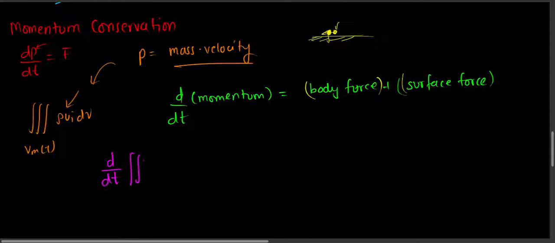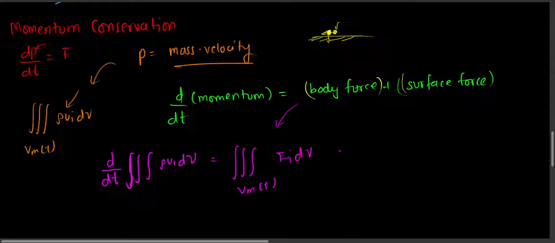I can write it d by dt triple integral rho ui dv equals triple integral over the material volume of fi dv. So this is actually the body force, plus over the surface. I'm going to integrate this only over the surfaces because these forces are acting only at the surface of the water body. So, surface integral tau ij nj ds. So ds, s is denoting the surface over here.